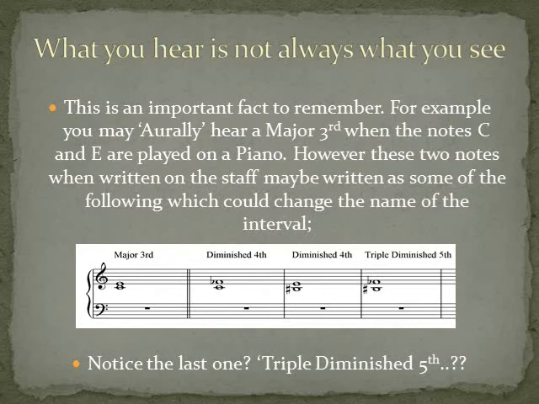And the same for the last one. Now, do you notice the last one? We've got the word triple diminished fifth on there. That's an unusual one.